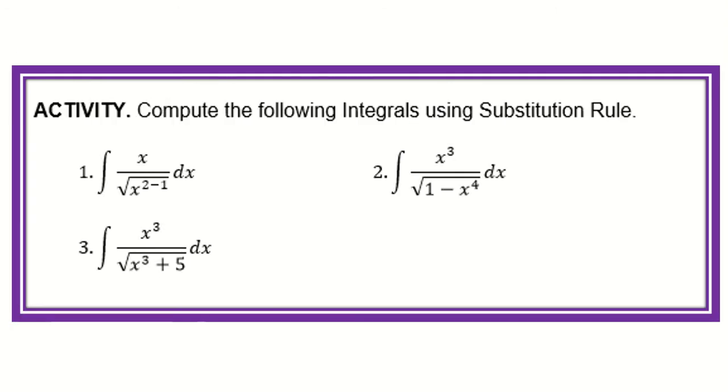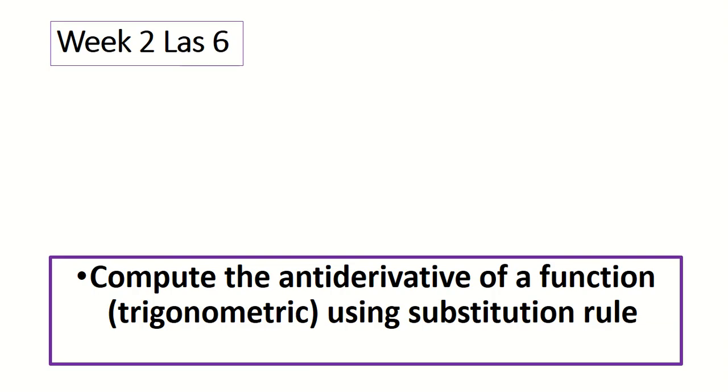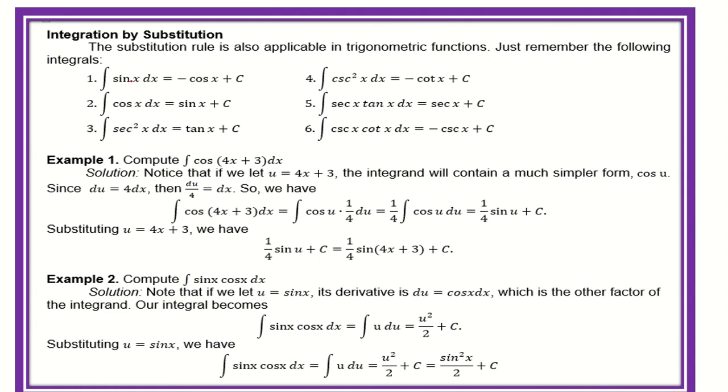So, the same with your activity. This is by group. And then we have the last number 6, trigonometric function. So, the integral of sine x is negative cosine x. The integral of cosine x is sine x. This is a review. Okay.